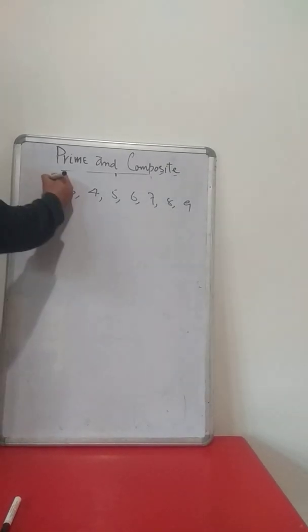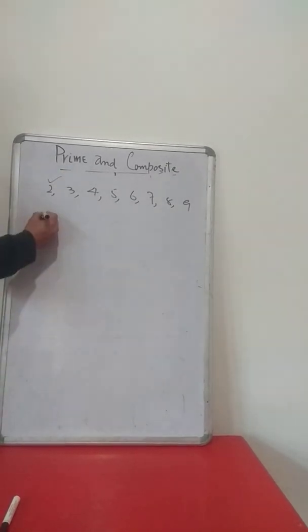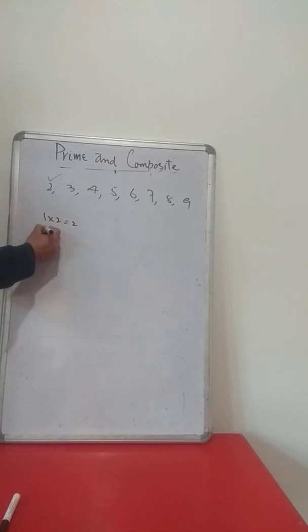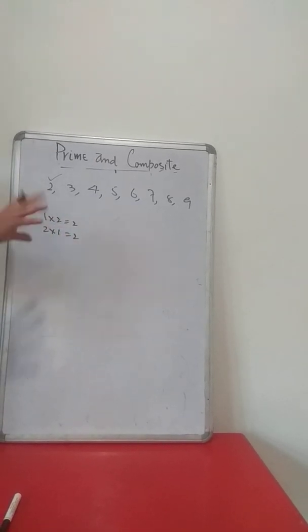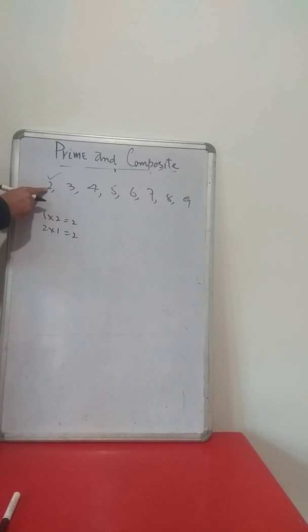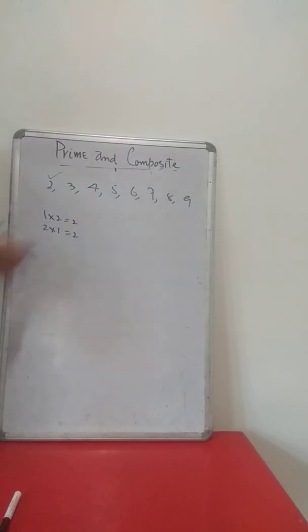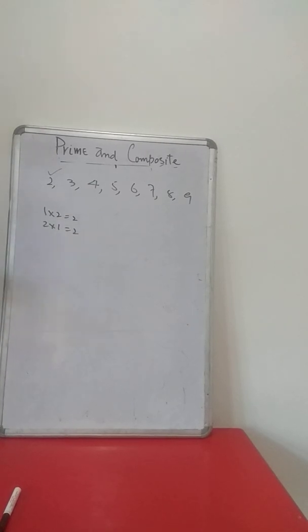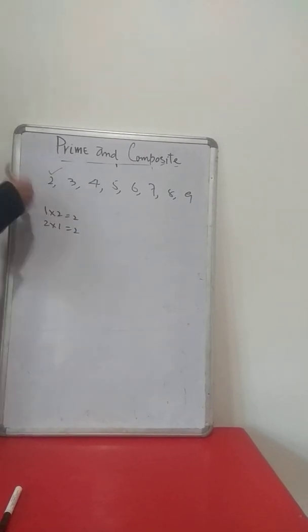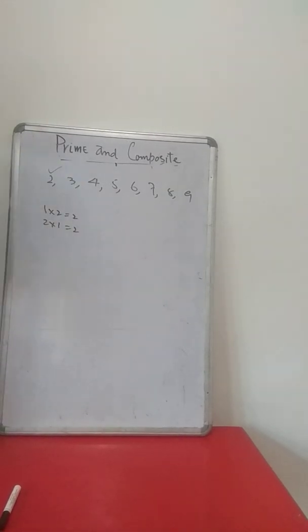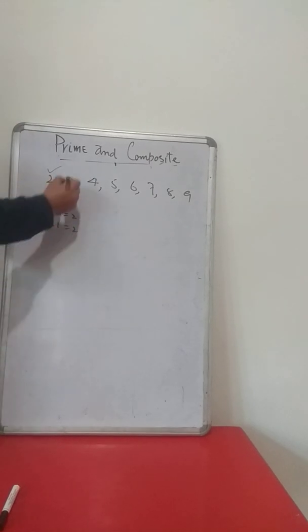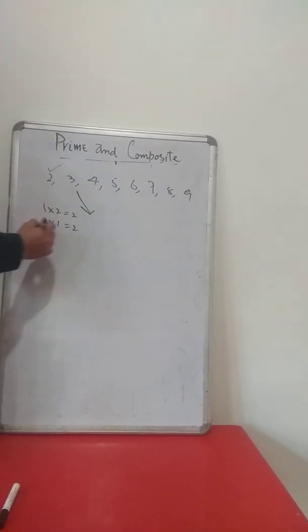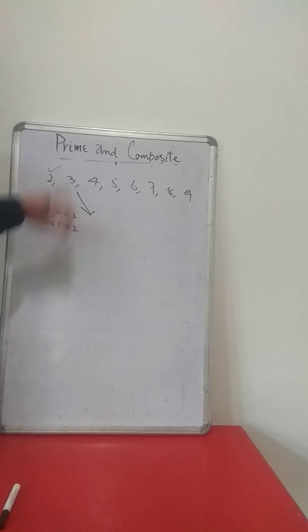Now we will talk about 2. How many factors does 2 have? 1 into 2 is equal to 2, 2 into 1 is equal to 2. It has 2 factors. Therefore 2 is a prime number, or we can say that 2 is the smallest prime number, because before it was 1, which was neither prime nor composite. After checking, the number that came after it, 2, is a prime number. It has 2 factors, therefore it is the smallest prime number. 3 is also a prime number, because 1 3s are 3, 3 1s are 3, it also has 2 factors.